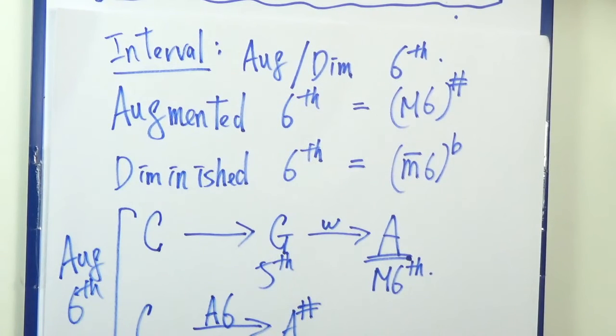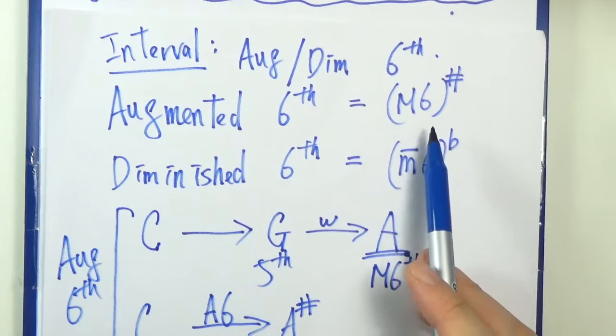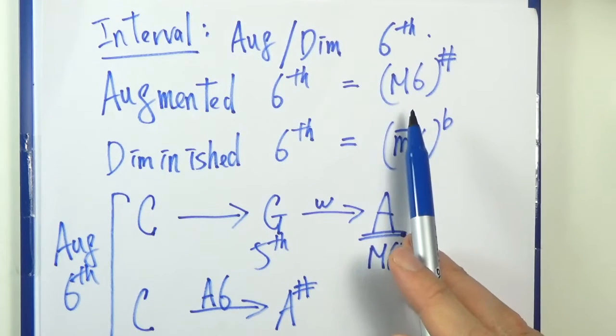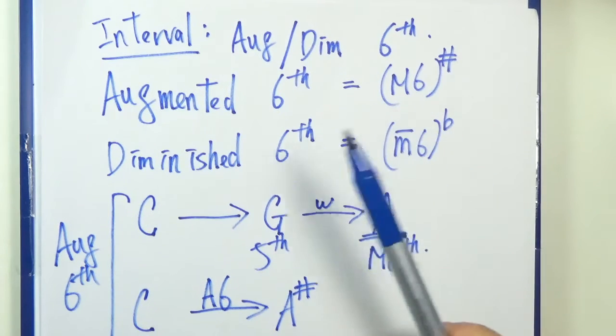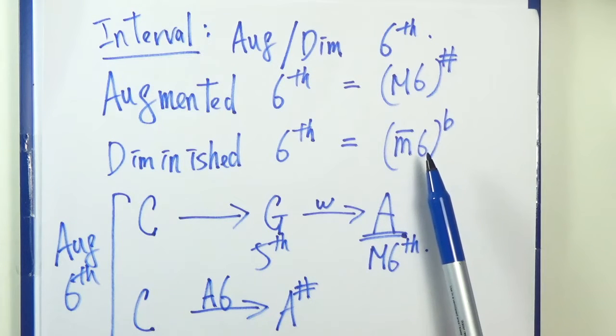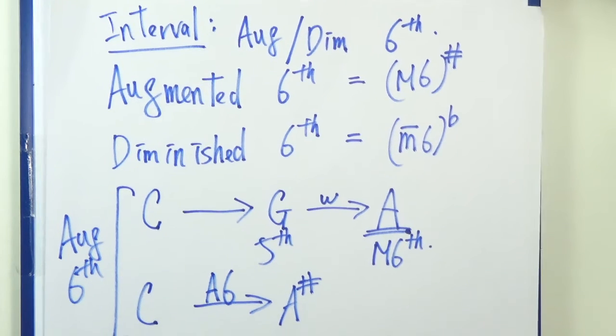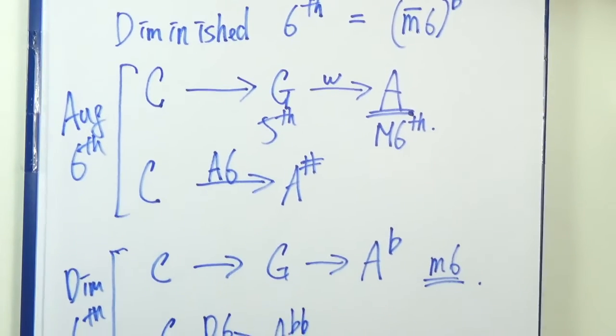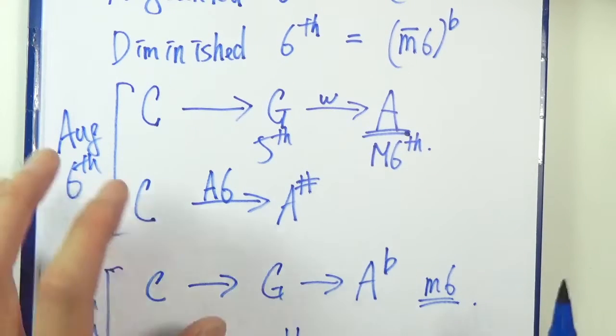So augmented sixth is basically a major sixth raised by a half step. A diminished sixth, it's basically a minor sixth, but flattened by a half step. So let's look at two examples here. For example, here's an augmented sixth example.